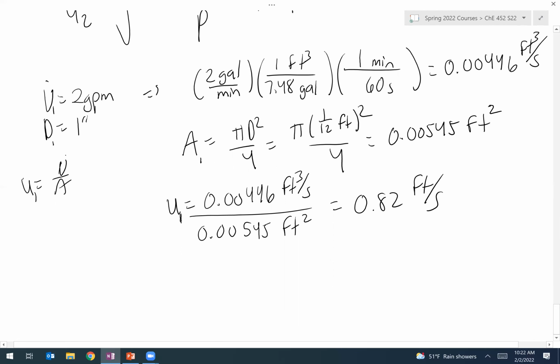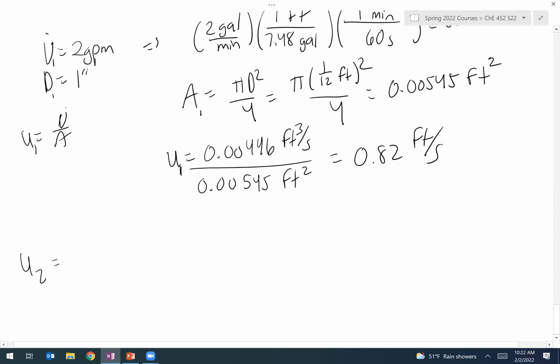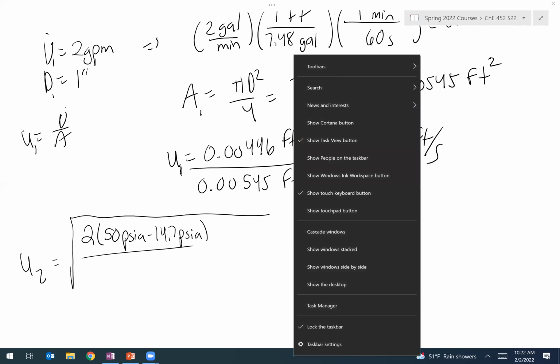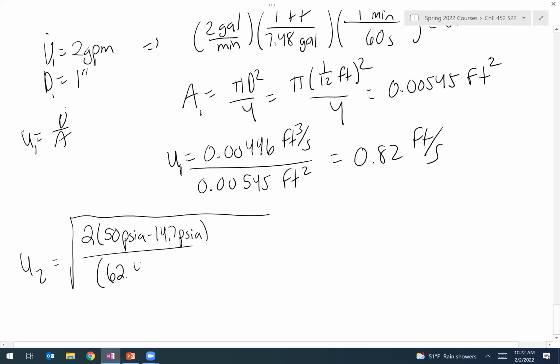So I can plug in and solve. U2 is equal to the square root of 2 times (50 psia minus 14.7 psia) over my density. Now I'm in English units, so that's going to be 62.4 pound mass per cubic foot. Now you do have to do some unit conversions.